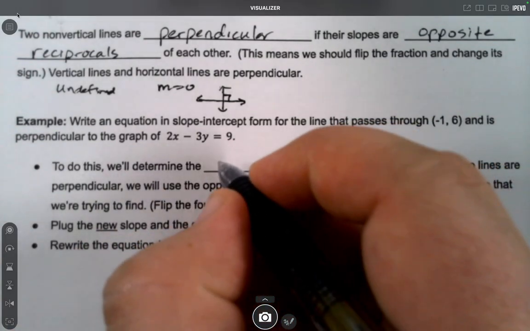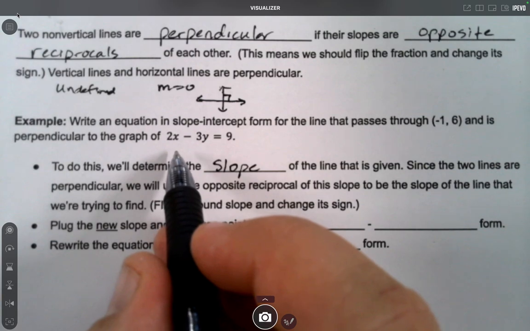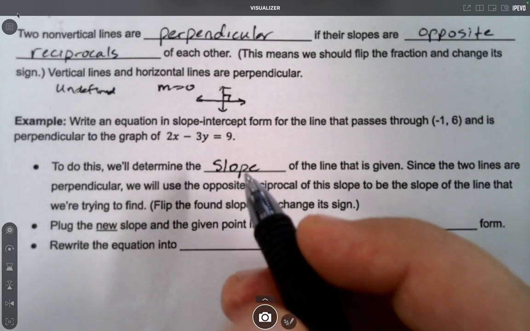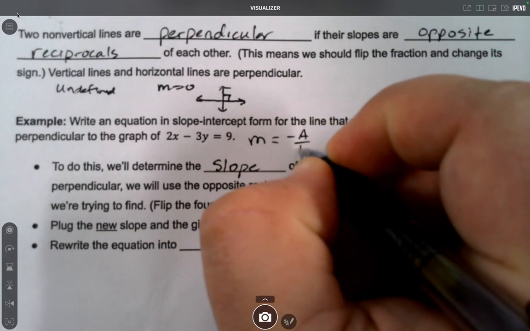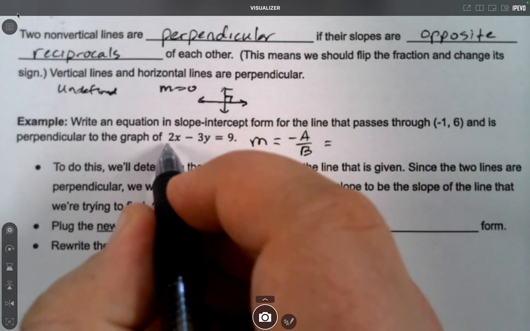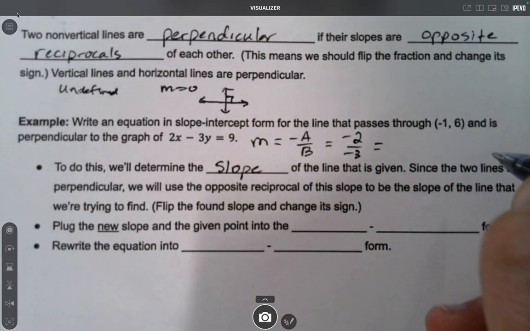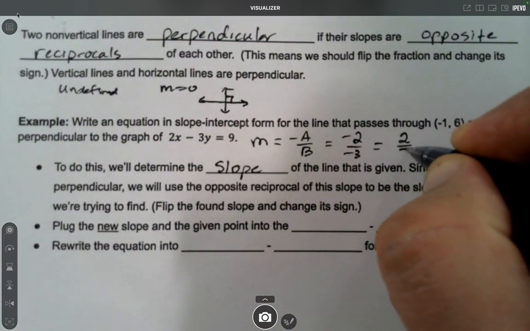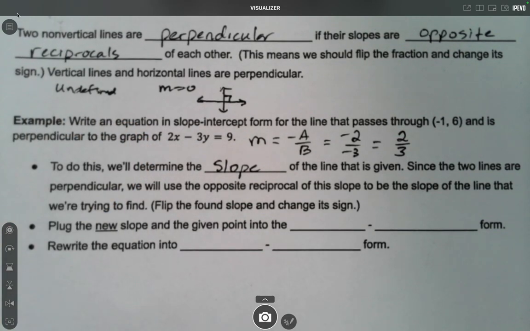So we'll determine the slope of the line that is given. This is in standard form. So remember, we can use that trick for standard form. We do negative A over B, which makes it negative 2 over negative 3. And the negatives cancel, so we'll say the slope is 2/3. So the slope of the line given to us is 2/3.